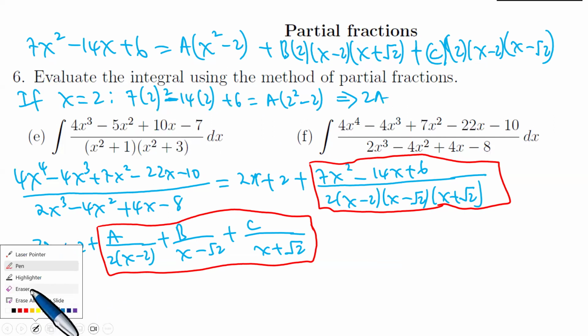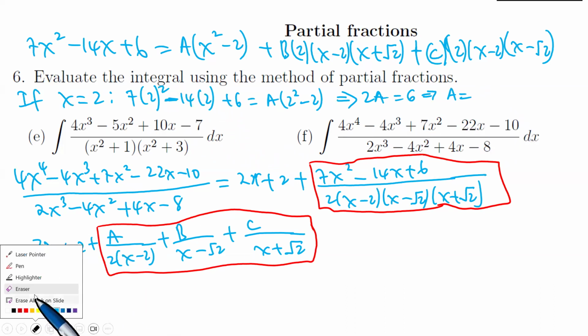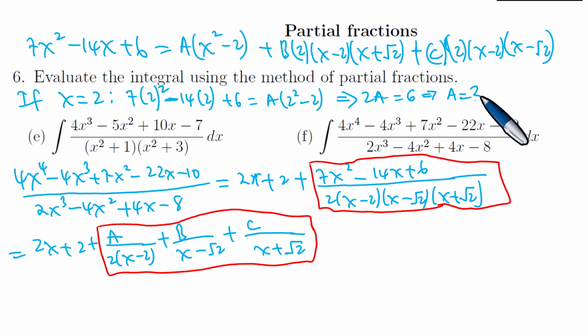So this one, 7 times 2 squared, which is 7 times 4, giving us 28, minus 28, because 14 by 2 is also 28, which is 0. This gives us exactly 2A is equal to 6. A is 3. A gives us exactly 3.